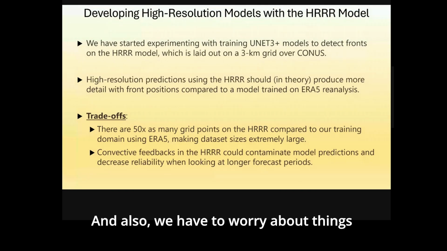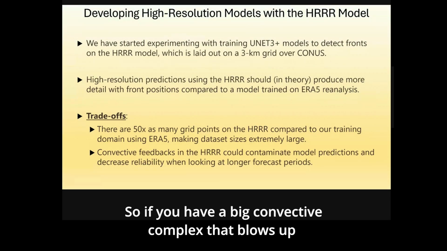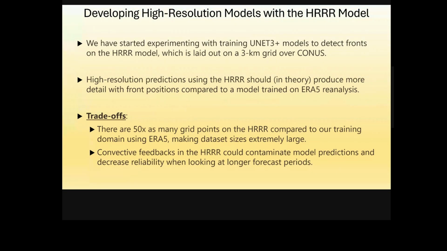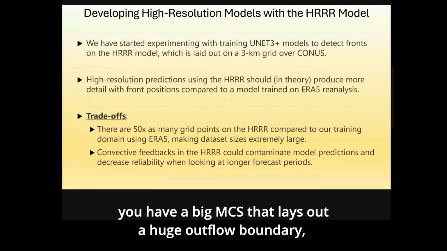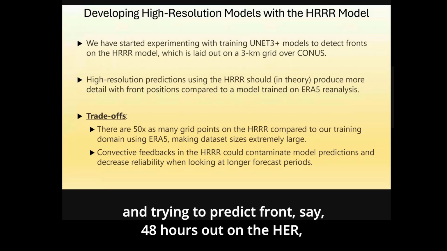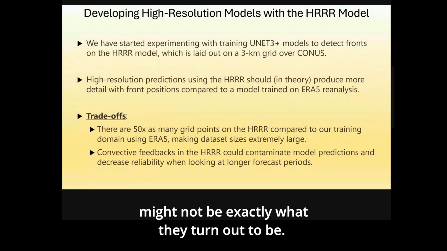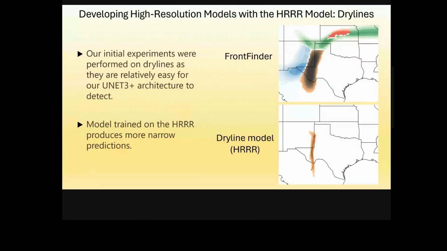And also we have to worry about things like convective feedbacks in the HRRR. So if you have a big convective complex that blows up, say a big MCS that lays out a huge outflow boundary, and you're running the model in inference mode and trying to predict fronts, say 48 hours out on the HRRR, especially in the warm season, the front positions might not be exactly what they turn out to be.